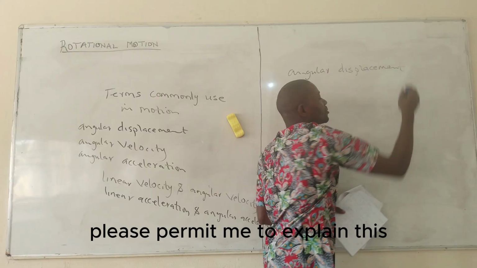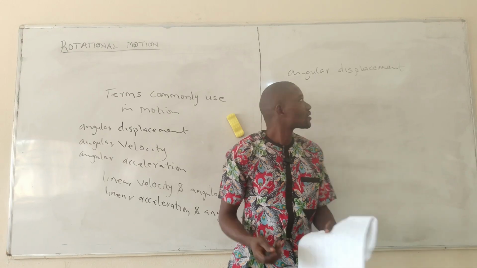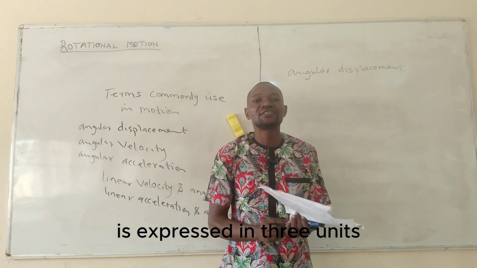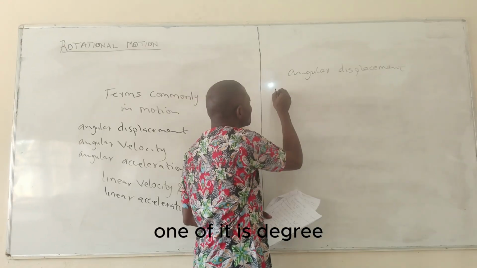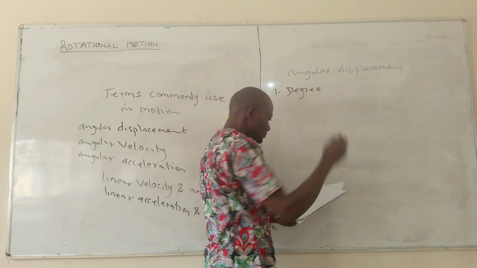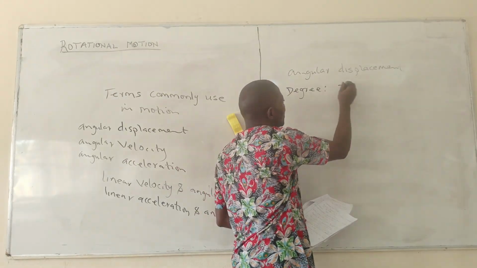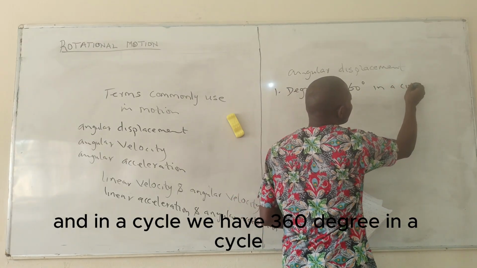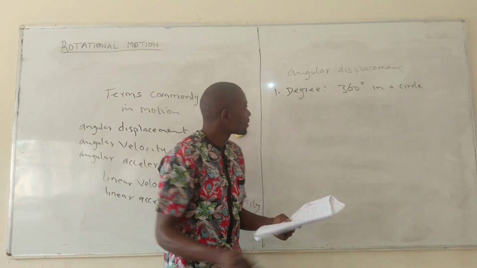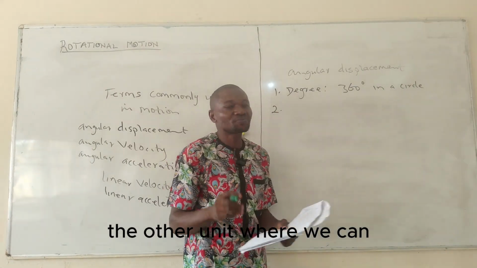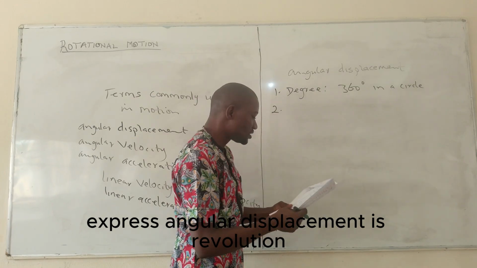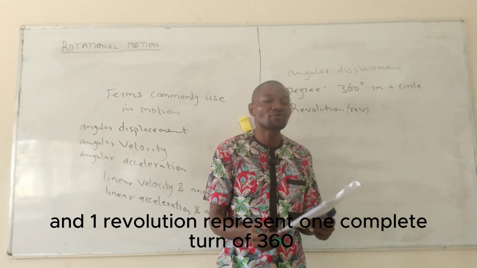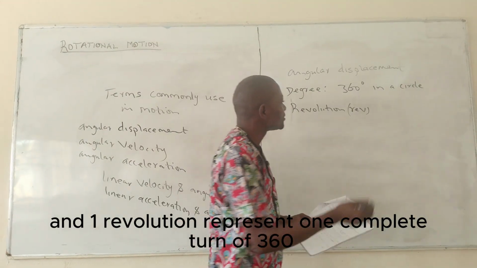Okay, let's make progress. Please permit me to explain angular displacement. It is expressed in three units. One of them is the degree, and in a cycle we have 360 degrees. The other unit in which we can express angular displacement is the revolution. One revolution represents one complete turn of 360 degrees.